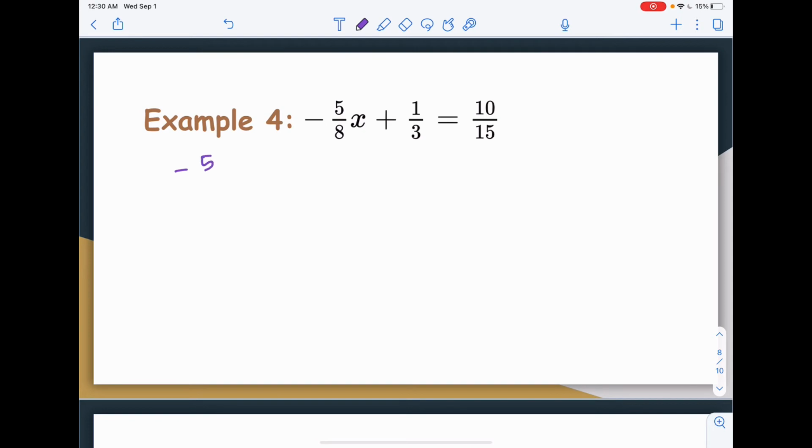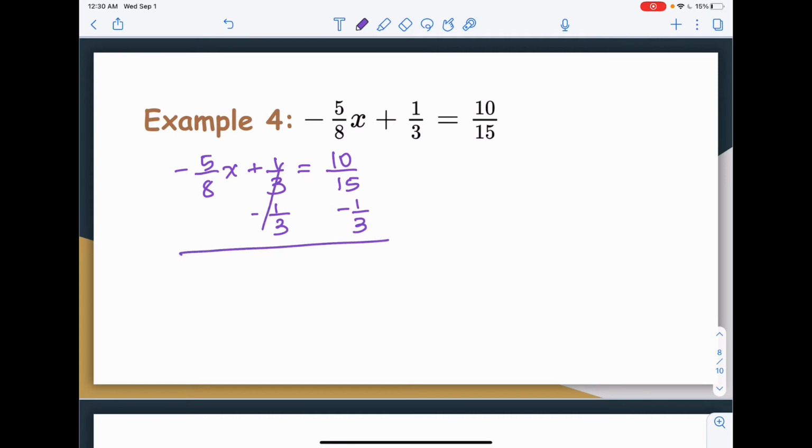Negative 5 over 8 x plus 1 over 3 is equal to 10 over 15. And our constant is 1 over 3, so we're going to do the inverse operation, so we subtract 1 over 3 from both sides.